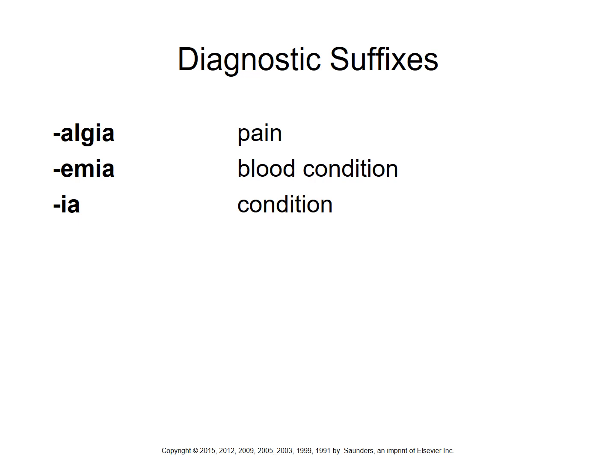Let's begin with learning some diagnostic suffixes. A very commonly used diagnostic suffix is algia. Algia means pain. For example, cephalgia would be the medical term for a headache. Emia is blood condition, and ia is simply condition.